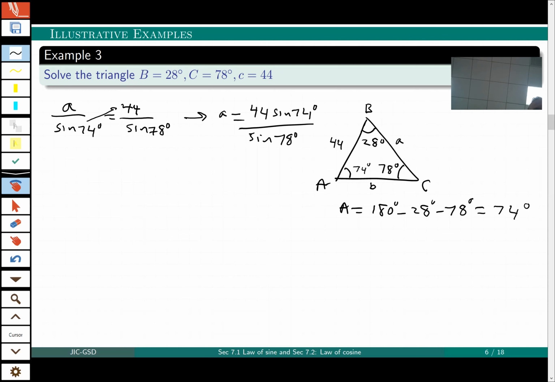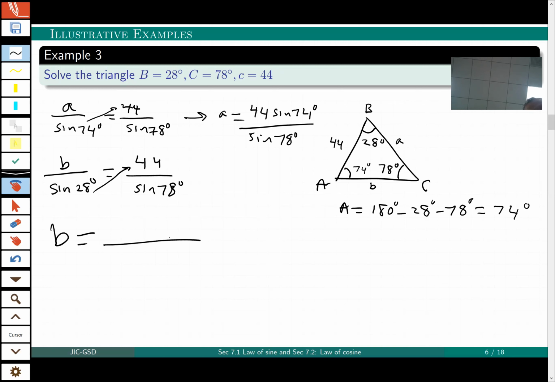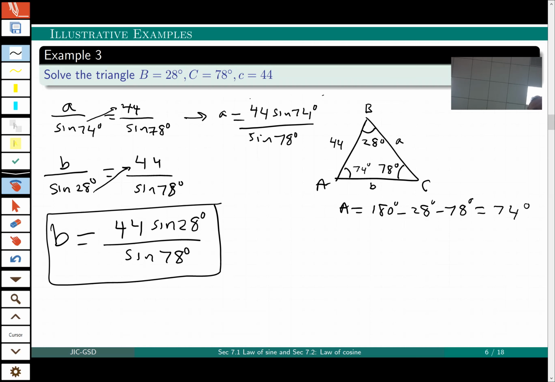Now, to find b, we will say b divided by sine the opposite angle, which is 28, has to equal 44 again over sine the opposite angle, which is 78 degrees. So moving this one to that side, that will be b equals 44 times sine 28 degrees divided by sine 78 degrees. That will be the complete solution of the triangle.